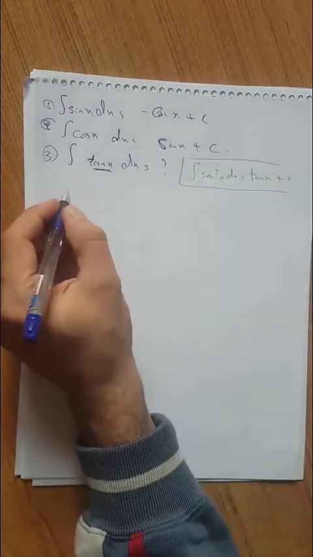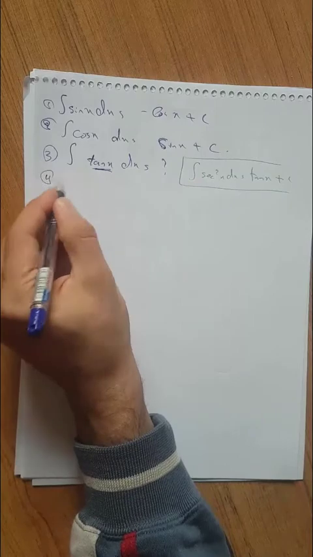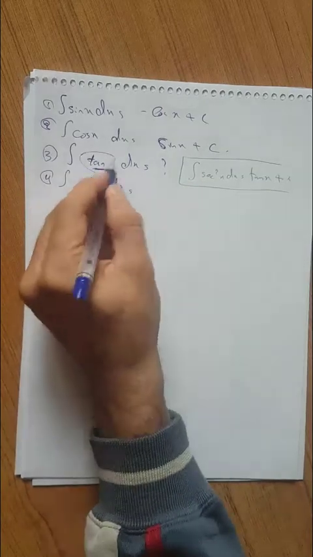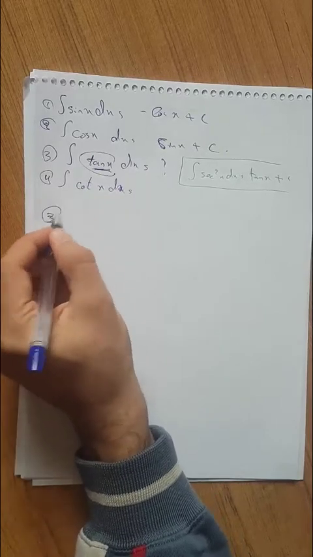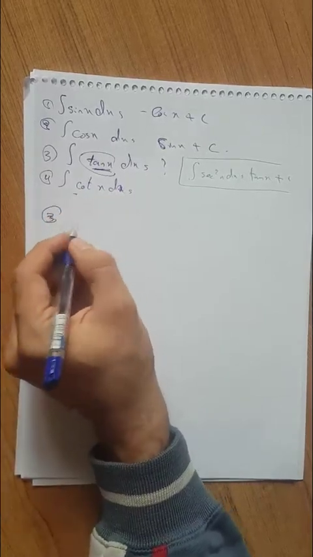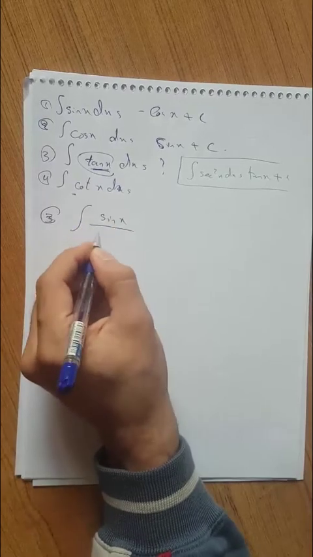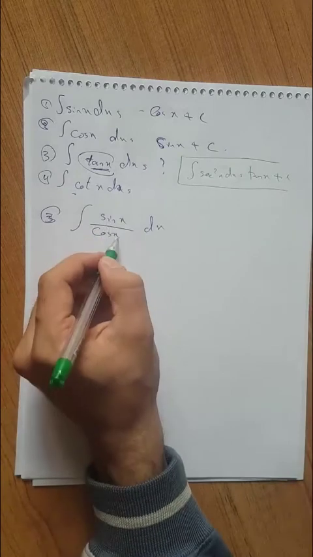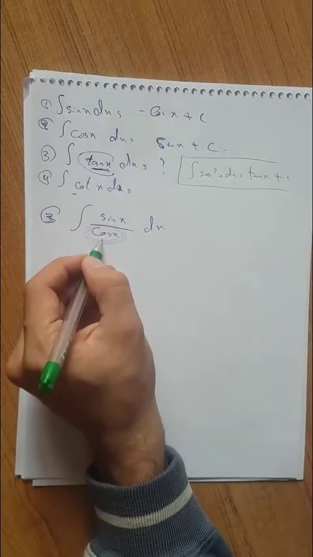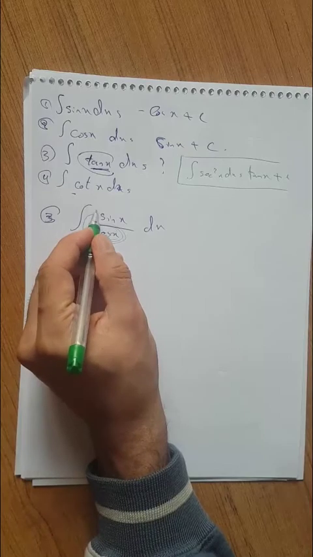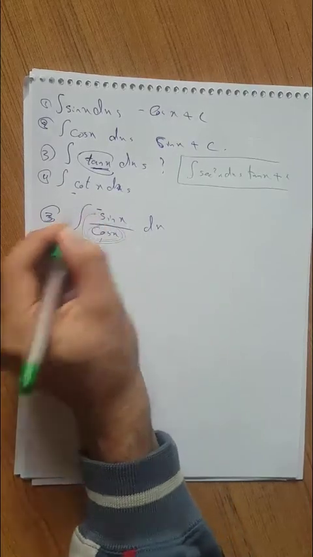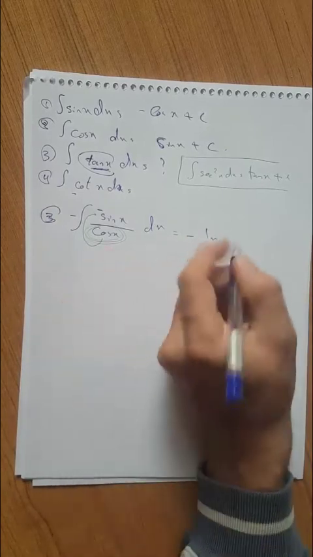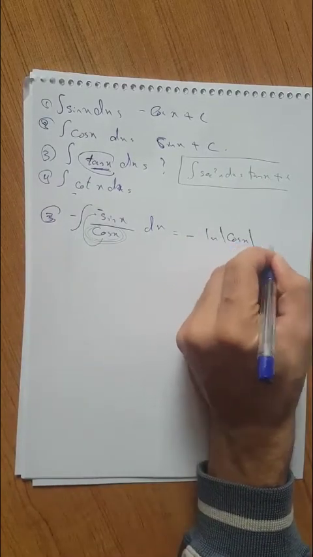For solving this one, tan and cotan are both the same. I am going to solve tan, and I'm leaving cotan as homework. For tan, we have tan equal to sine over cosine dx, and I have a fraction, so the derivative of the denominator, the derivative of cosine, is equal to minus sine. So I put a minus outside. The result will be minus ln of the denominator, cosine of x, plus c.